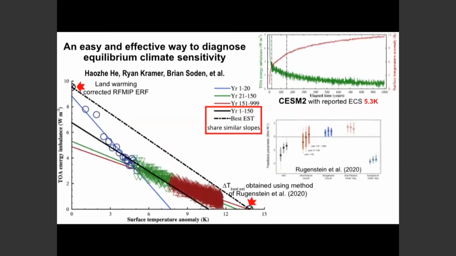Here, I'm going to show a simple piece of work that may change your current thoughts on the Gregory method. We already knew the Gregory method underestimates the ECS compared to the true ECS, or the equilibrium climate sensitivity. For example, you can see in the top right, the temperature at year 1000 is close to 12K, and it's still far away from the equilibrium. The more than 6K ECS is larger than the 5.3K reported ECS for CESM2 from the Gregory method. Current studies usually attribute the underestimate of ECS from the Gregory method to the time-dependent feedback.